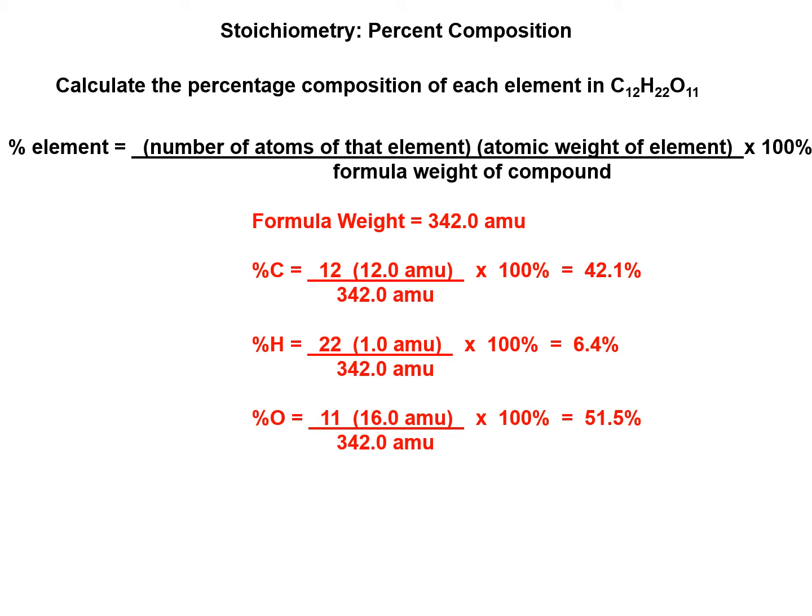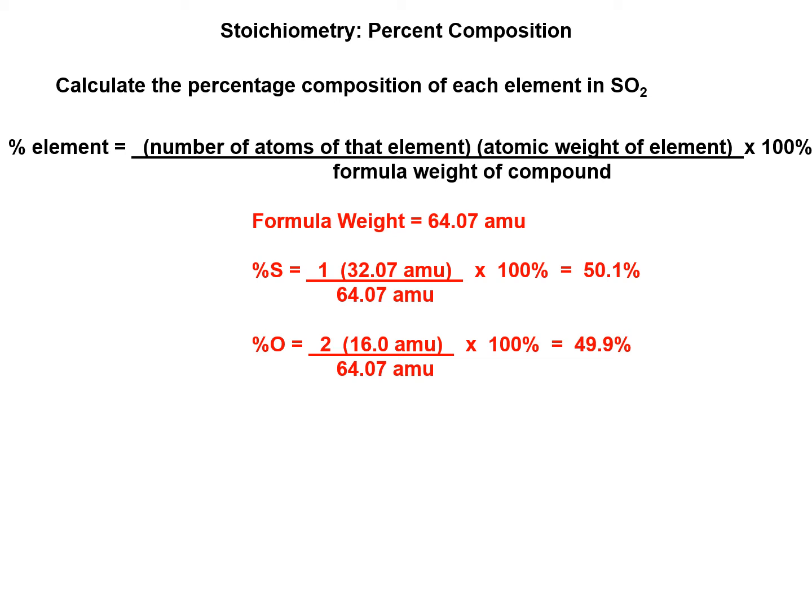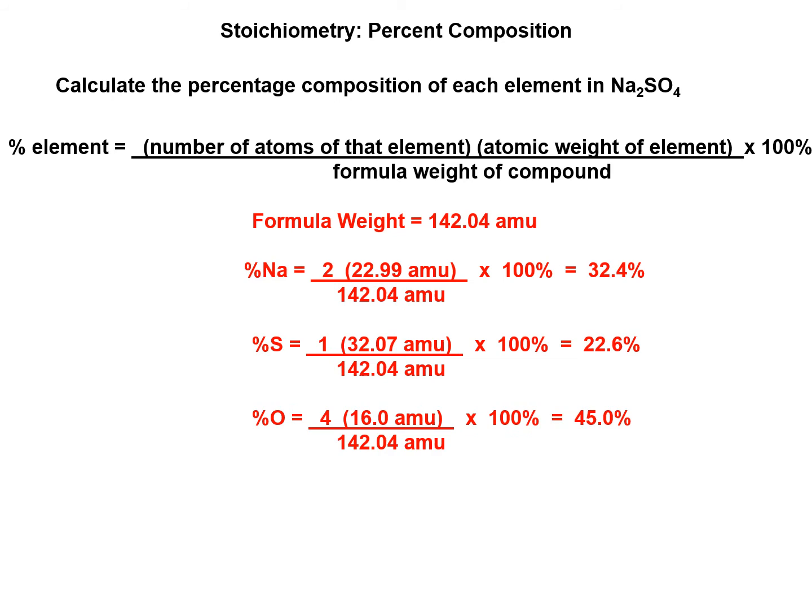So let's look at some examples. Sulfur dioxide, the formula weight is 64.07. We have 1 sulfur atom. So if we take that 32.07 divided by 64.07 times 100, we end up with 50.1%. We look at the oxygens. We've got 2 oxygens. The atomic mass of oxygen is 16. 2 times 16 divided by the formula weight of 64.07 times 100% equals 49.9%. Again, 50.1 plus 49.9 equals 100. So that's good. Let's look at another example.